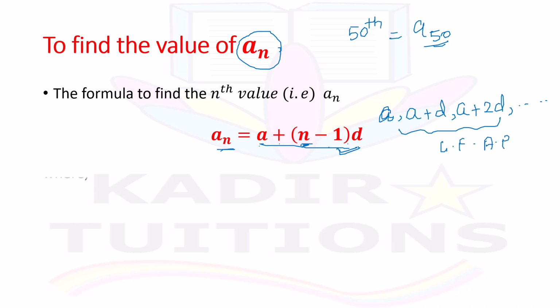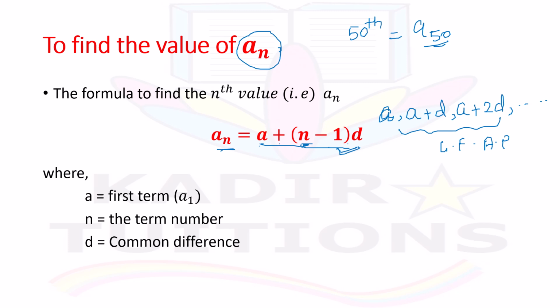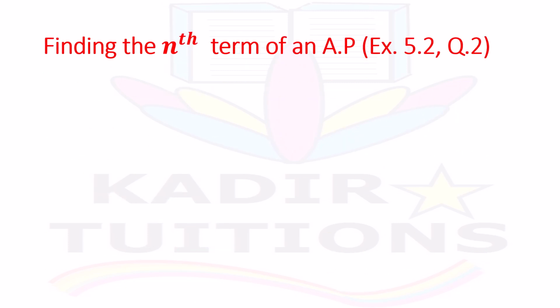So now here, what is a? It's the first term. What is n? It's nothing but the term number, which term you are finding. What is d? It's the common difference. Let's see some problems for finding the nth term of an AP.